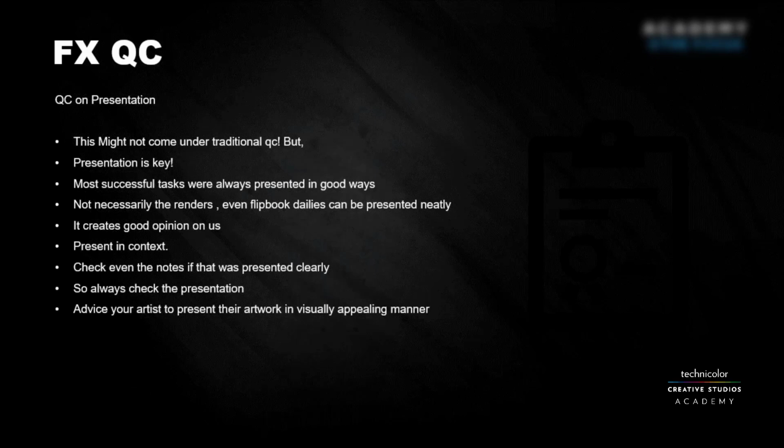It doesn't mean that you have to render everything and show it. Even flipbooks can be presented in a really neat way. And when we are doing renders or slap comps, whatever we do, we have to present that in context. For example, if you have a footage in which you have to add a cloth simulation, you have to keep the footage in the background and then add the cloth simulation on top of it, instead of just sending the grayscale cloth animation on a black background. It might not look good. So we have to keep the presentation in the context itself, like we have to work on the shot itself.